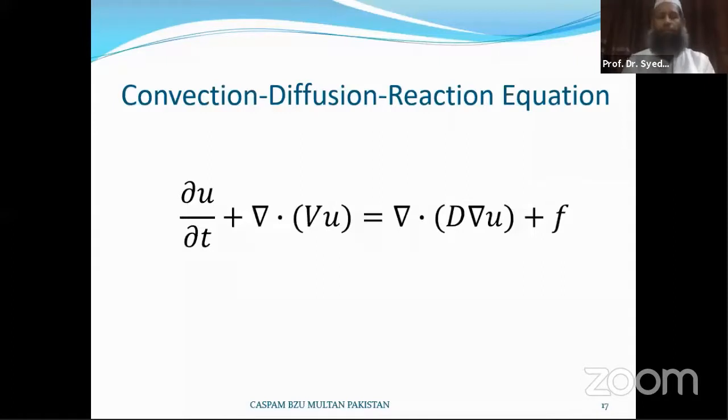This diffusion process takes place through molecular action, a microscopic phenomenon, while convection is a macroscopic phenomenon. This is due to bulk motion of the fluid. And plus F, this is a source or sink.